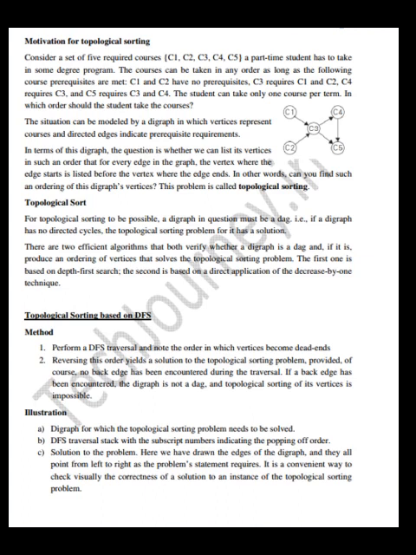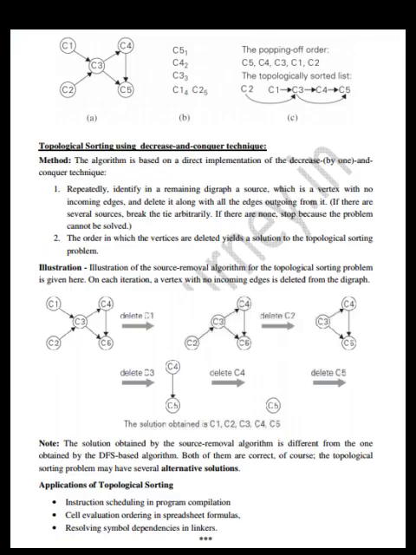Digraph for which the topological sorting problem needs to be solved. DFS traversal stack with the subscript numbers indicating the popping order. Solution to the problem. Here we have drawn the edges of the digraph and they all point from left to right, as the problem statement requires. It is a convenient way to check visually the correctness of the solution to an instance of the topological sorting problem. See the figures A, B and C.